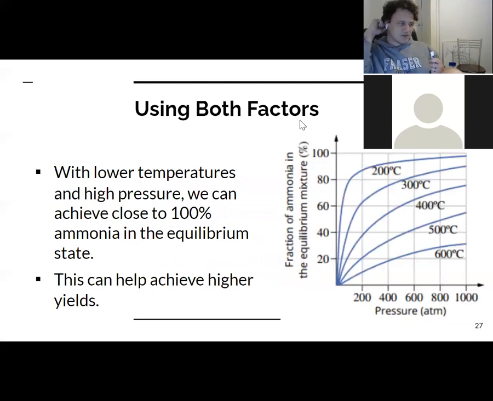So lower temperatures and high pressures. At 200 degrees and 1,000 times atmospheric pressure, we get almost 1 + 1 = 2. 1,000 atmospheres of pressure can't really happen on an industrial scale. It might happen in the lab, but very, very difficult to achieve. And if you do have 1,000 atmospheres of pressure and it goes bang, you would take out a town.